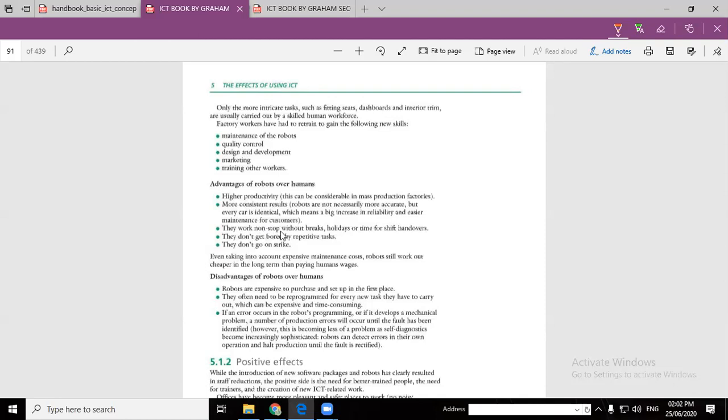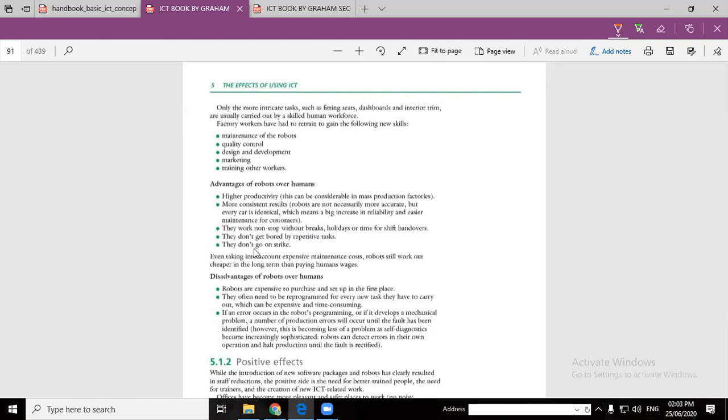They work non-stop without breaks, holidays, or shift handovers. Yes, they are machines. They don't get tired. They don't wear off. So they work non-stop, 24 hours per day, 7 days per week and 365 days per year. They don't get bored by repetitive tasks. Imagine you are doing one thing repeatedly. I do it today, tomorrow, the other day. Yes, sometimes you get tired.